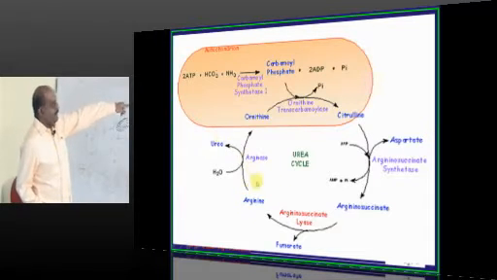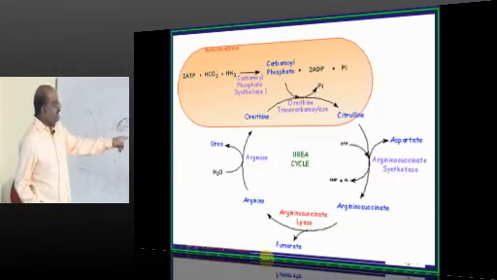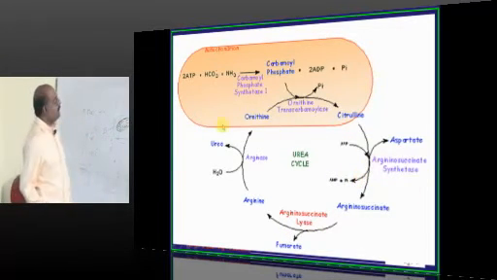Then arginine causes ornithine to form, and arginase is involved. That is also cytoplasmic. So summarize what are cytoplasmic enzymes in urea cycle, doctor? Arginase, arginosuccinate lyase, arginosuccinate synthetase are basically cytoplasmic.